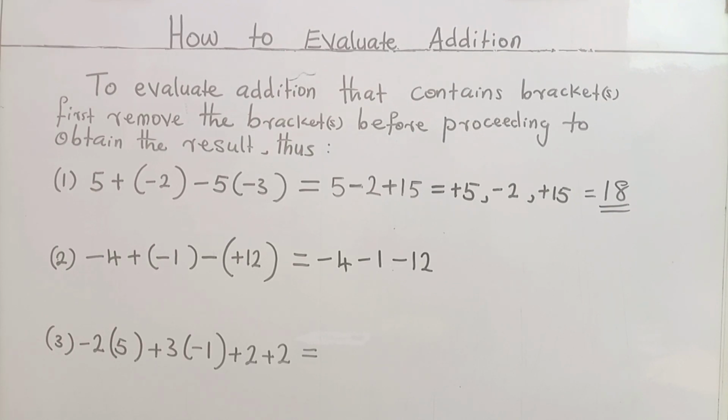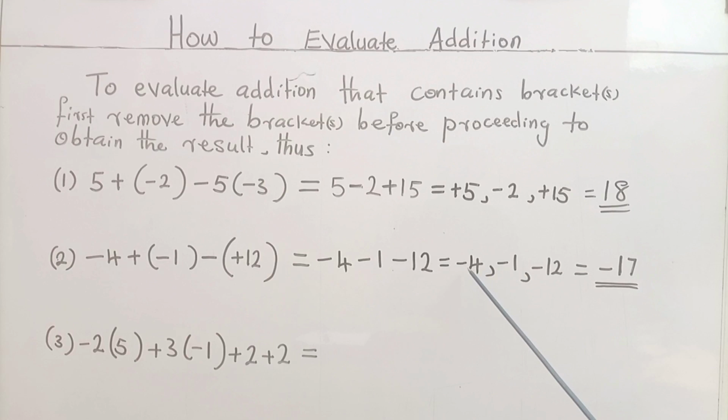So what next? You are owing 4. You are owing 1. You are owing 12. What do we do? Add what you are owing. So how many are you owing right now? Let's see. There you have it. Minus 4, minus 1, minus 12. So the answer is equal to minus 17. I hope that was clear enough.